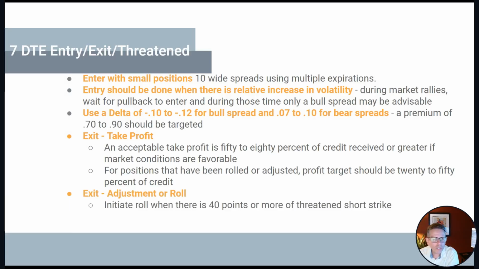Adjustment on the rolls. You want to initiate rolls around 40 points away from the threatened strike. So these are for 7DTEs, okay? So that's how you stay solvent here, and keep doing it. If you have to roll again, keep that 40 point distance that's out of the money, okay? A lot of guys just say, let's just wait, it's better to be preemptive than to get in the money. Okay.